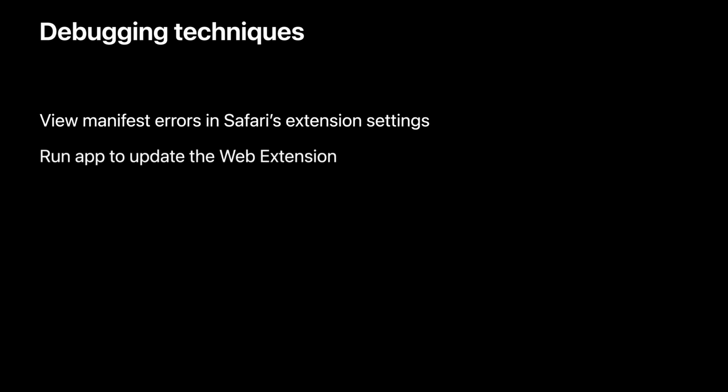These details will only appear in settings for debug builds of your app from Xcode, and not for copies from the App Store or TestFlight. As you make changes to your web extension, you simply run your app again to update the extension on the device or simulator. And of course, Web Inspector allows you to investigate issues with your extension's web content.